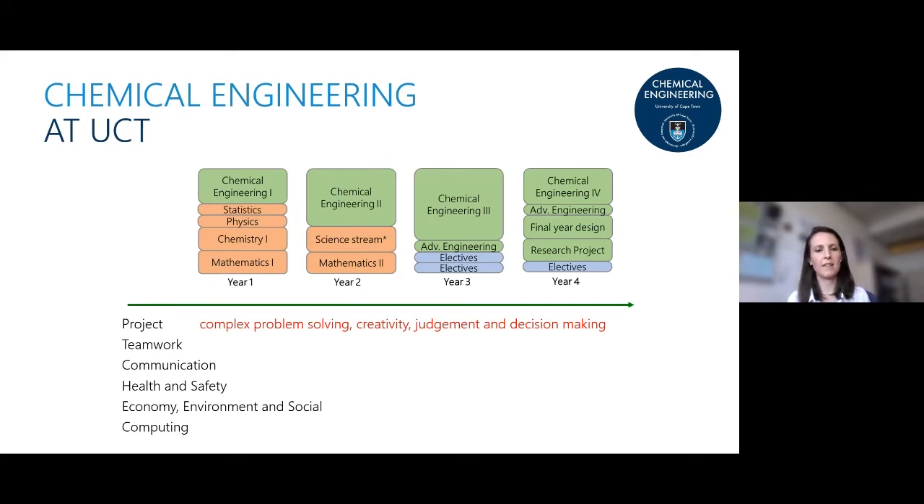We learn about the economy, the environment, and social impacts, as well as interactions with the chemical engineering discipline. And then finally, we spend quite a lot of energy and time developing computing skills. And this is because computing, the ability to model things on a computer, to analyze things on a computer, and to simulate processes on a computer has become a really important skill for a chemical engineer to have.